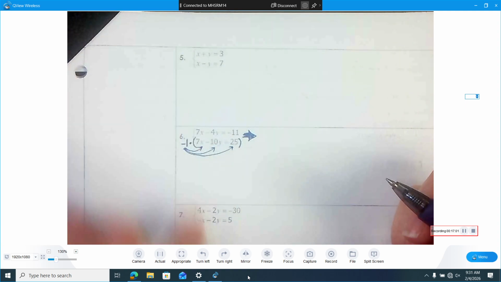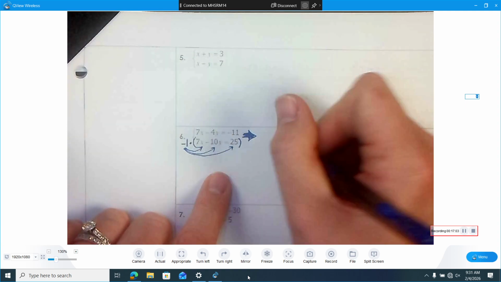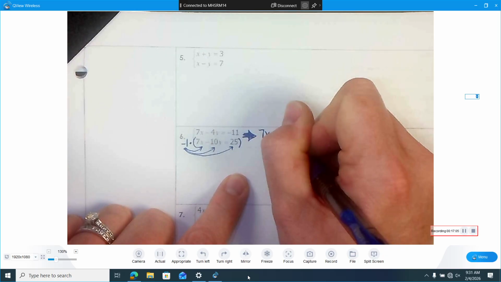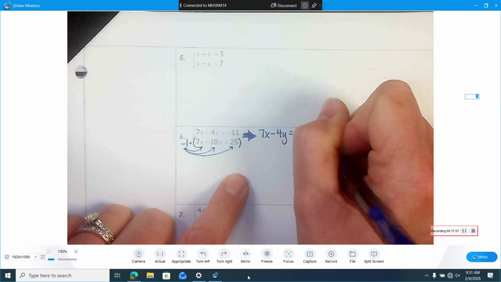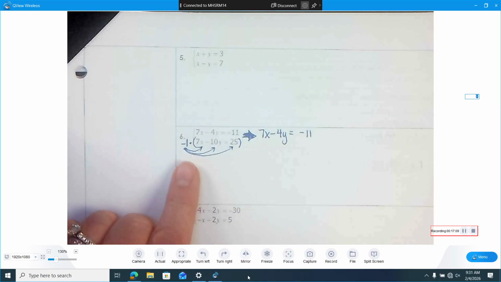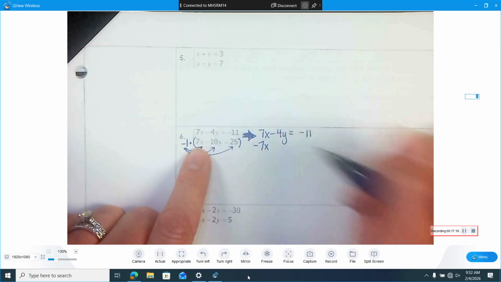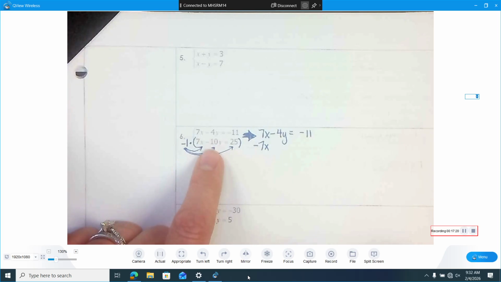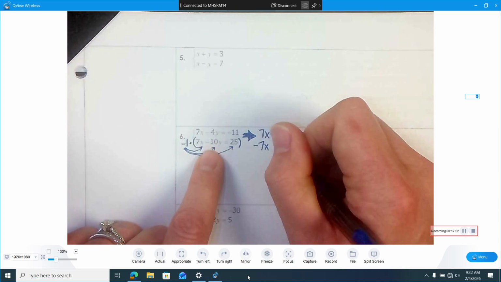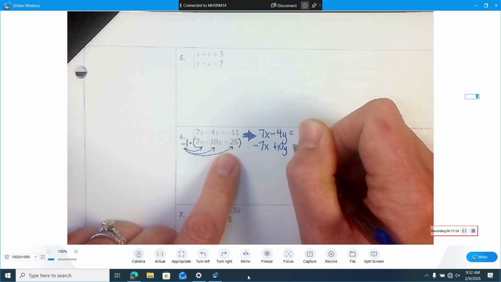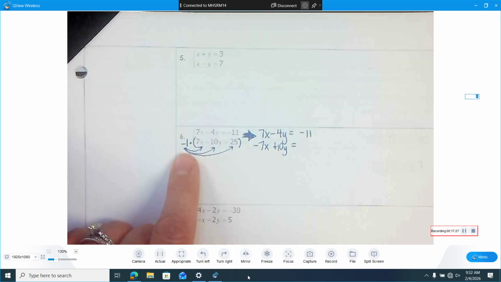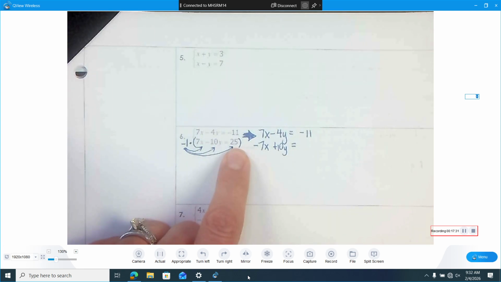Am I doing anything to my top equation? No. So I'm just going to rewrite that. 7x minus 4y equals negative 11. And then my bottom equation I have to multiply through by that negative 1. What's negative 1 times 7x? Negative 7x. Negative 1 times negative 10y. Positive 10y. Good. Equals, and then the thing most people forget, negative 1 times the 25.